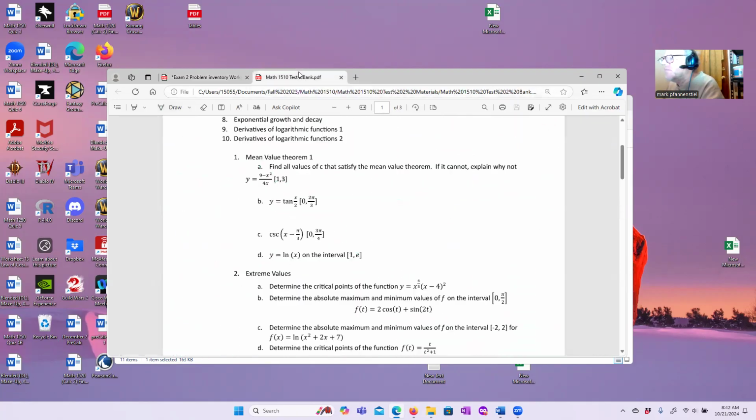So that was problem 1A from the test 2 version of this thing.